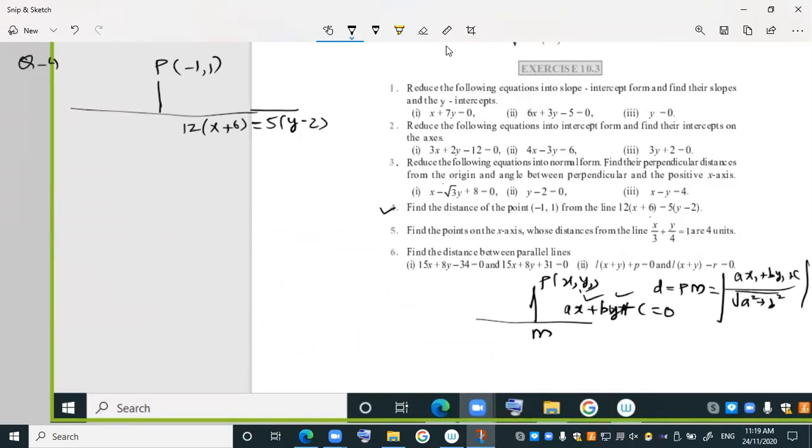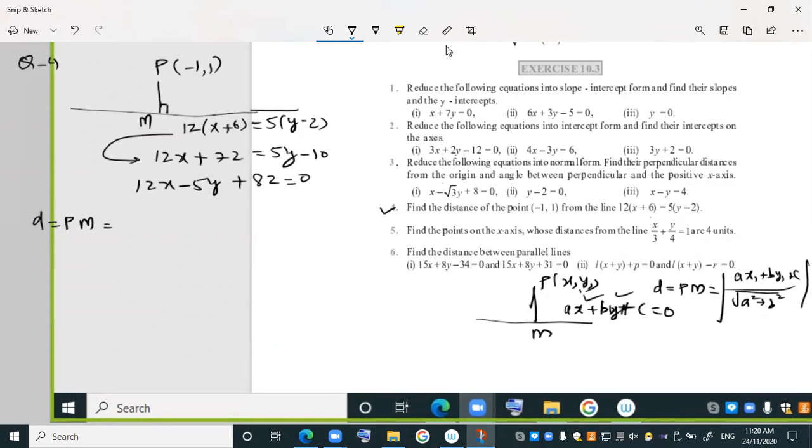So this equation can be written in the standard form: 12x plus 6 twos are 12, 6 ones are 6, 72, is equal to 5y minus 5 twos are 10. So you can write 12x minus 5y plus 72 plus 10, 82, is equal to 0. When you have to find the distance PM, the perpendicular distance of the point from the line, PM, perpendicular distance.